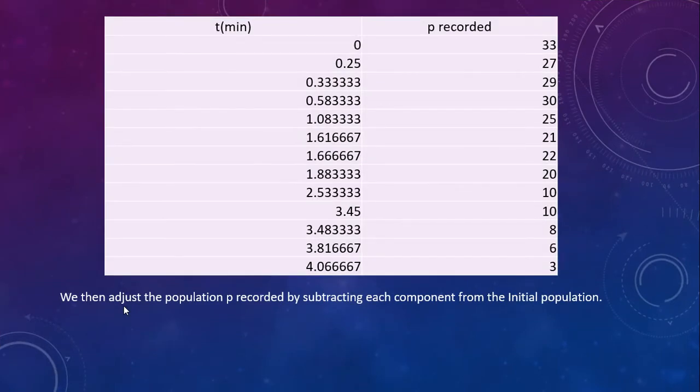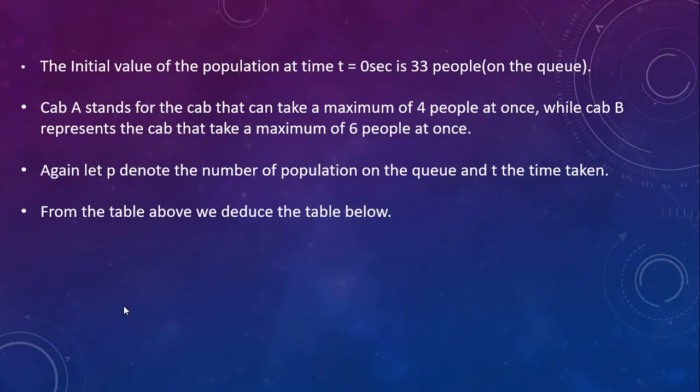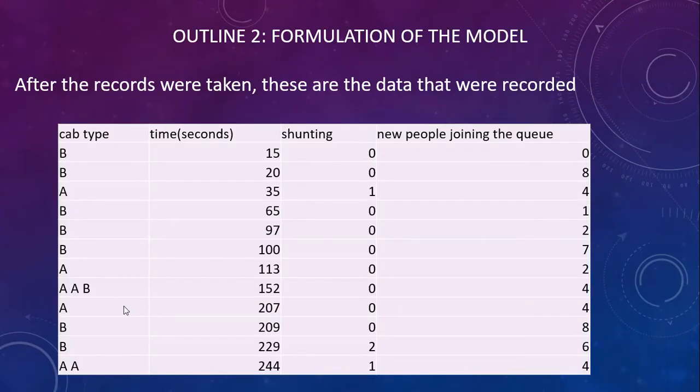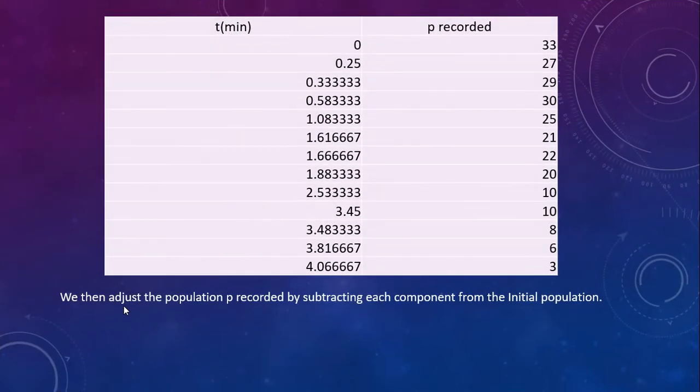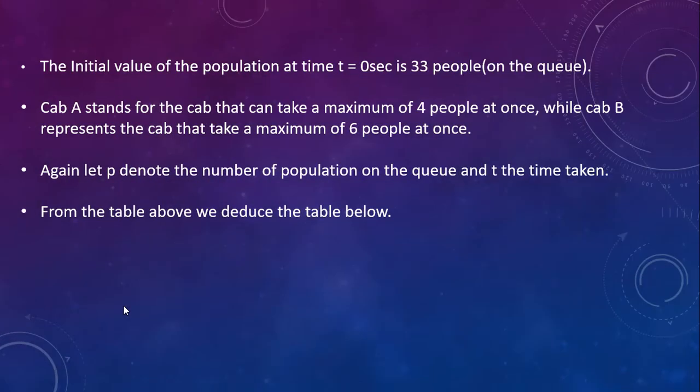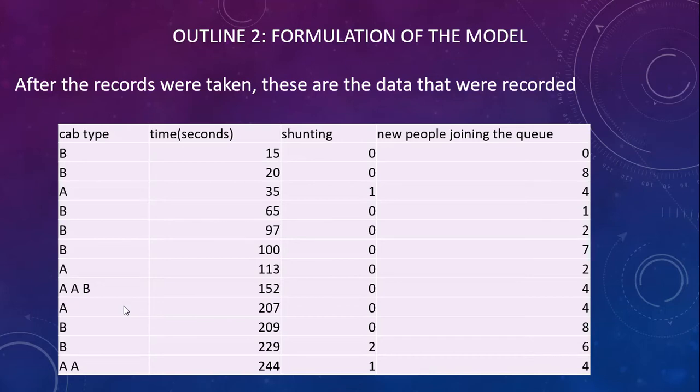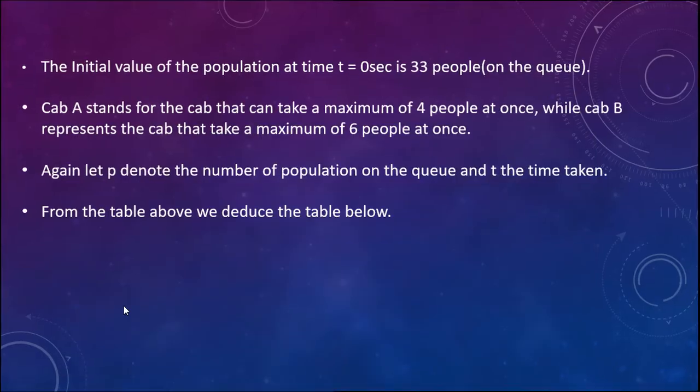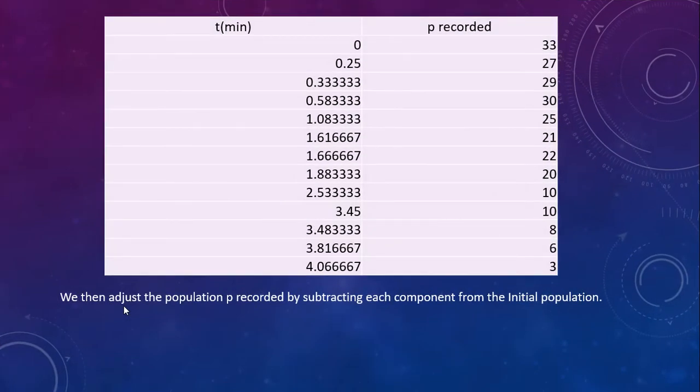From the table above, we converted the time to minutes, and since the initial value of the population is 33 and nobody has joined the queue when the first cab is leaving, that is why I have 33 as the population recorded. And when the second cab was leaving, it took the second cab 20 seconds from the starting time, but 8 people joined the queue. And cab B means that 6 people already left the queue like that. So that is how we computed all this P recorded.